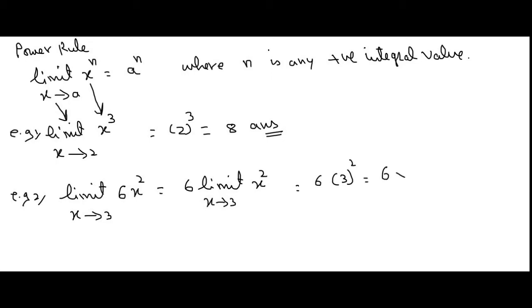Now we are going to apply the limit, which is 3 square, and the square of 3 is 9. 6 nines are 54, which is our answer.